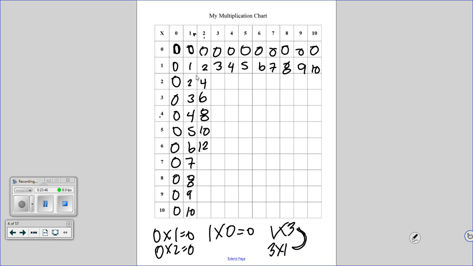2 times 7. Aiden? Kaylee? 14. Look at our pattern so far, Aiden. Piper, 2 times 8. 16. 2 times 9. Aiden? 8. 2 times 10. Santiago? 20.